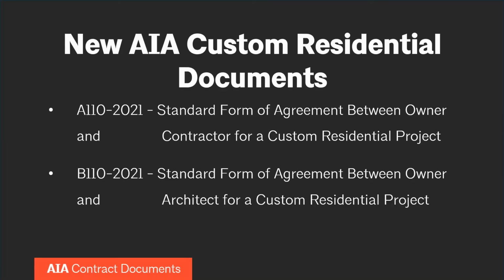The new AIA custom residential documents streamline the contractual processes for architects by tailoring them for the distinctive requirements of the custom residential market. The suite includes A110, standard form of agreement between owner and contractor for custom residential projects, and B110, standard form of agreement between owner and architect for a custom residential project. These are the first documents published by the AIA specifically developed for use in custom residential design.